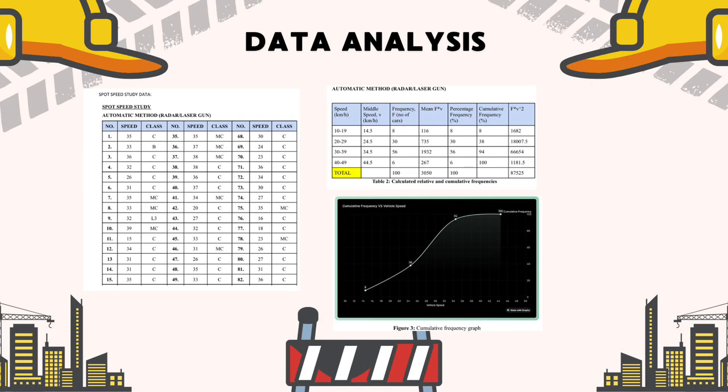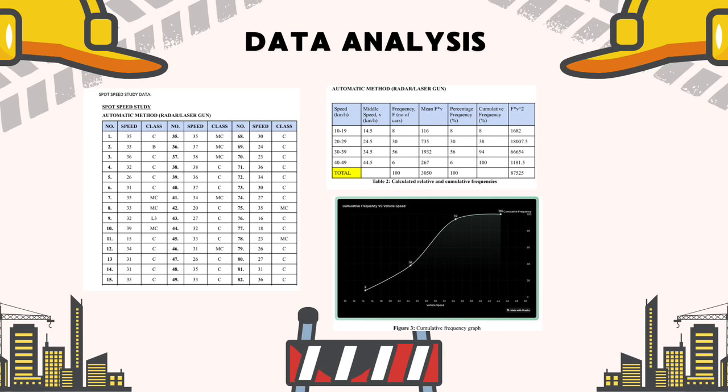And variance and standard deviation. To understand how spread out the speeds are, we calculated a variance of 55. Taking the square root gives us a standard deviation of 7.416 km per hour, which indicates that most vehicle speeds deviate by about 7.4 km per hour from our average. Standard error: with a standard error of 0.7416 km per hour, we can confidently say our sample mean is a highly accurate estimate of the true population mean.